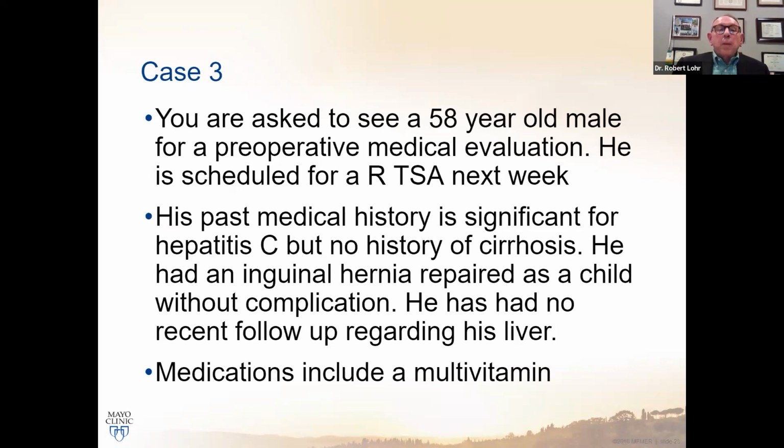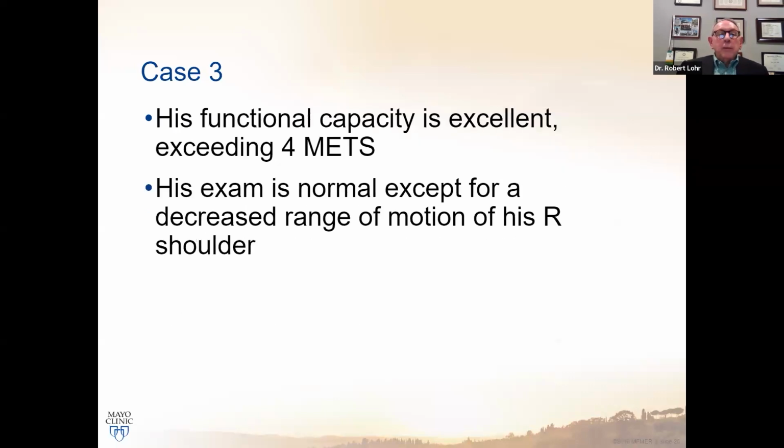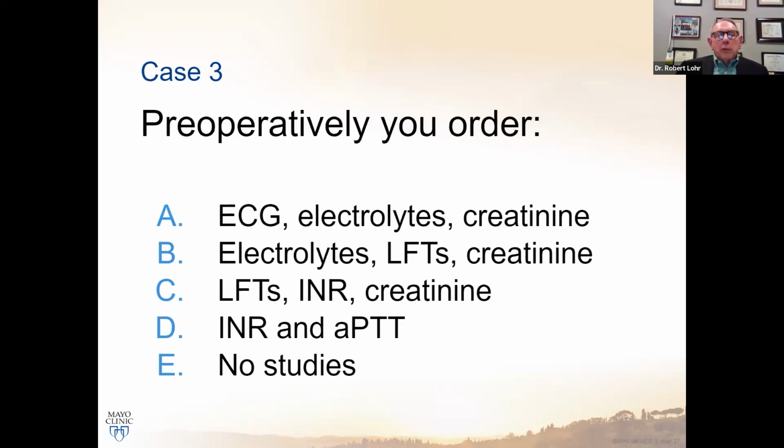Third case, you're asked to see a 58-year-old male for a pre-op exam, and he's going to have a right total shoulder arthroplasty next week. Past medical history is significant for hepatitis C, but no known history of cirrhosis. He had an inguinal hernia repaired as a child without complication and has had no recent follow-up regarding his liver. He takes a multivitamin. He can do 4 mets, and his exam is normal except for the right shoulder. So what should we do for this gentleman?